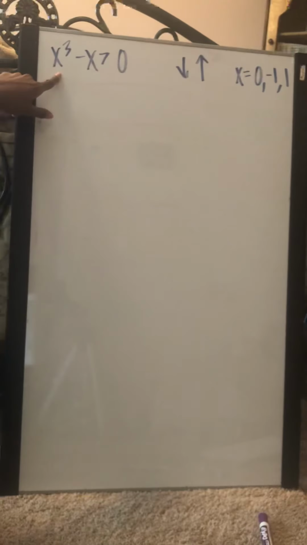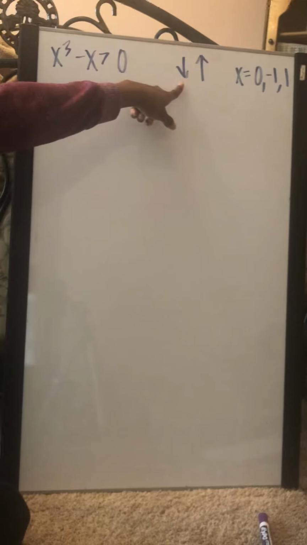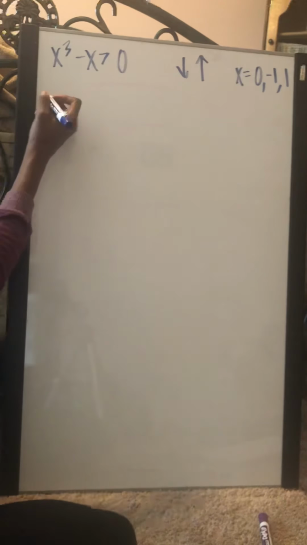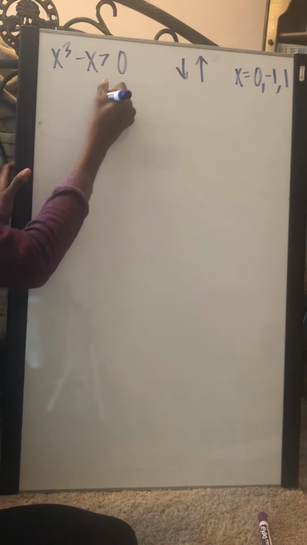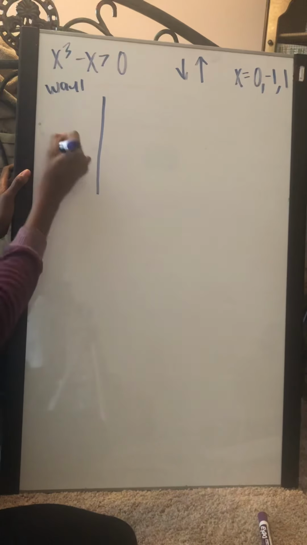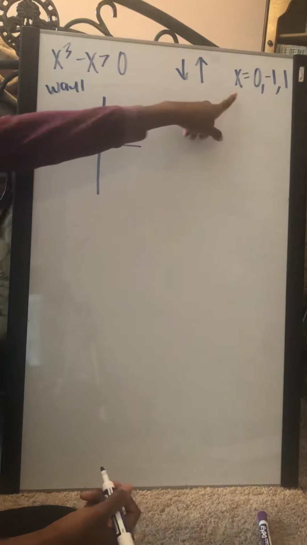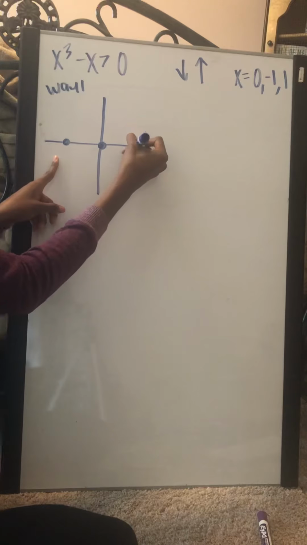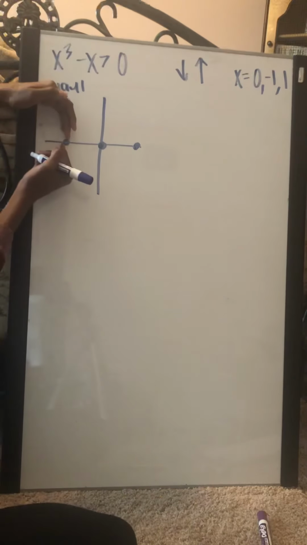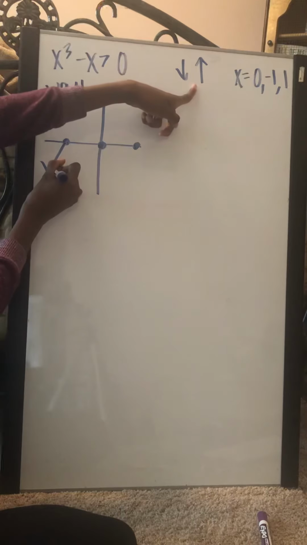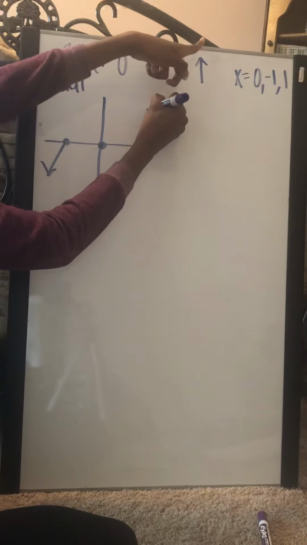Cool, so this is our original inequality. We know that it's going from starting at the bottom, pointing down, and then it ends going up. And these are our critical values, okay? So now, for way one, if we're looking at this on an XY plane, we know that it's going to cross at -1, 0, and 1. So at the very far end, we know we're pointing down. And at the very right end, we know we're pointing up, okay?